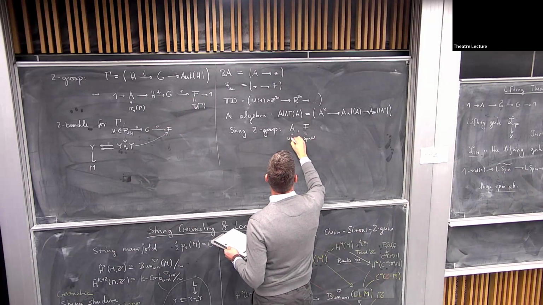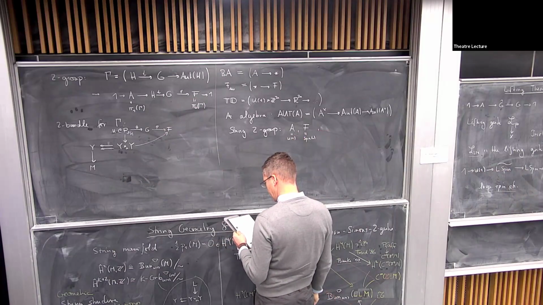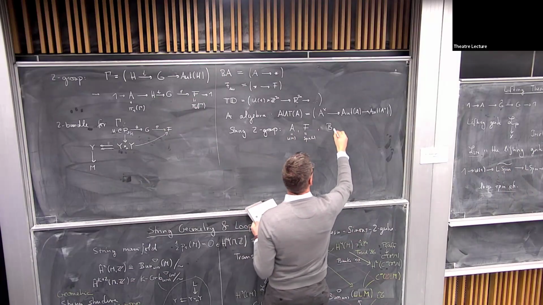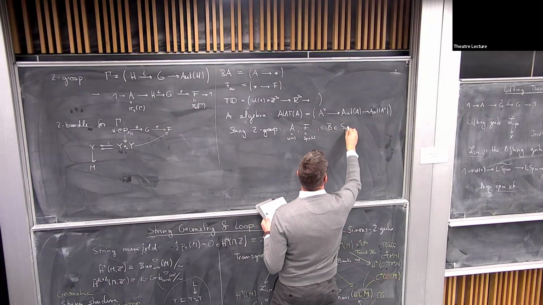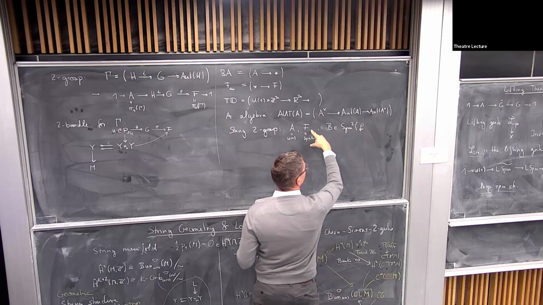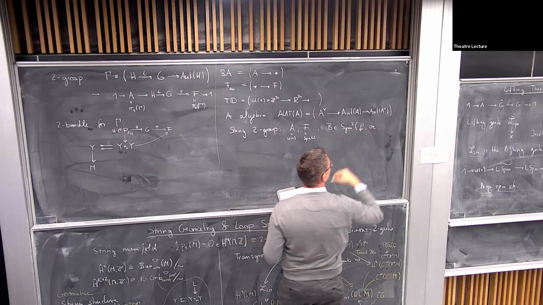This is U1. And the only further information I need now, this is now Lie algebraic data. So it's a symmetric bilinear form on the Lie algebra of F with values in the Lie algebra of A.